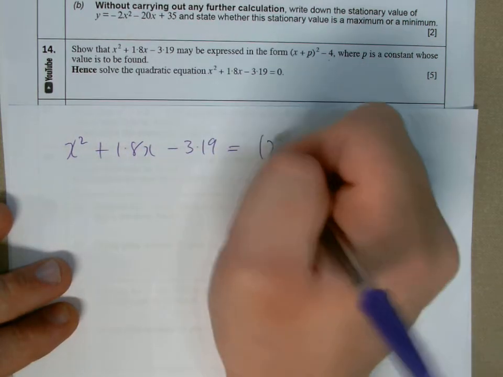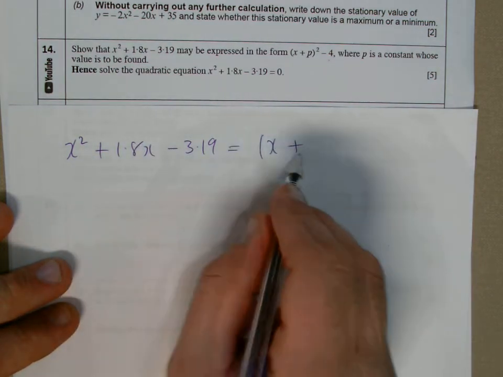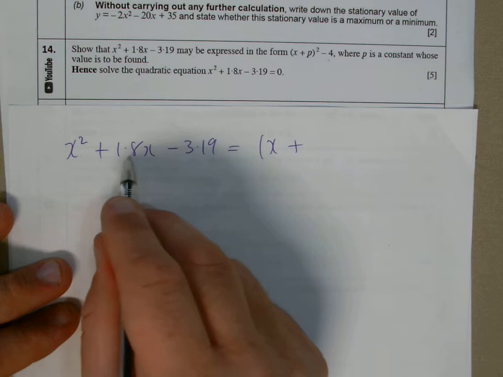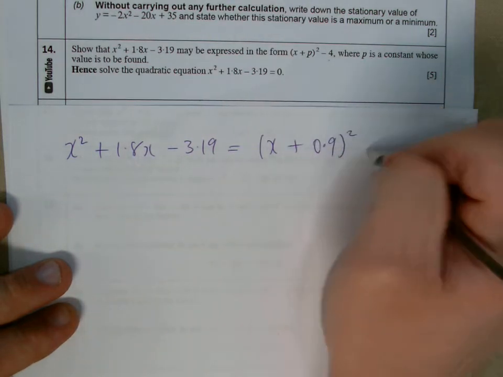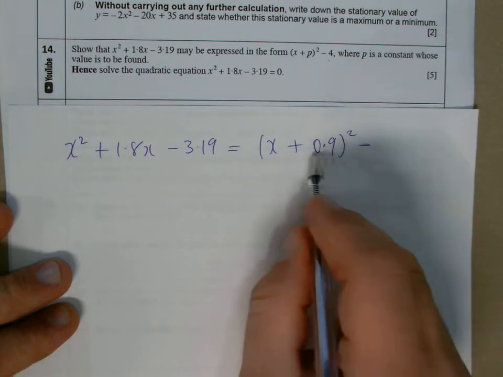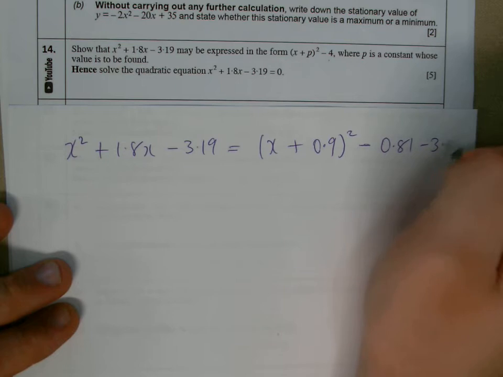Now remember, with completing the square, if it starts with x squared, it's easy peasy, isn't it? So you just start off with x there plus, and then we're going to halve this. Half of 1.8 is 0.9, okay, squared. Take away then the square of this. Now the square of 0.9 is 0.81, and then take away 3.19.